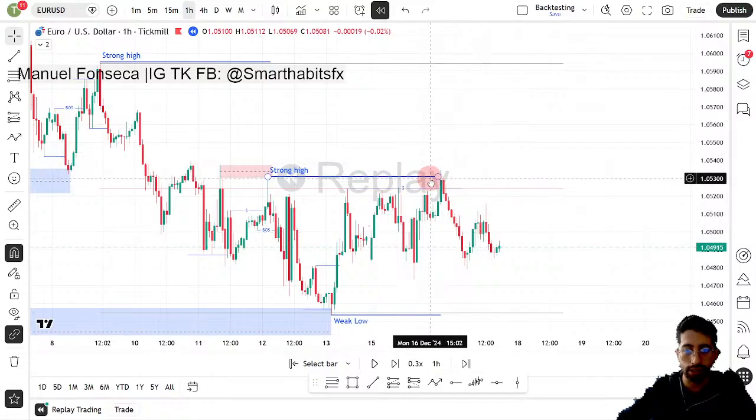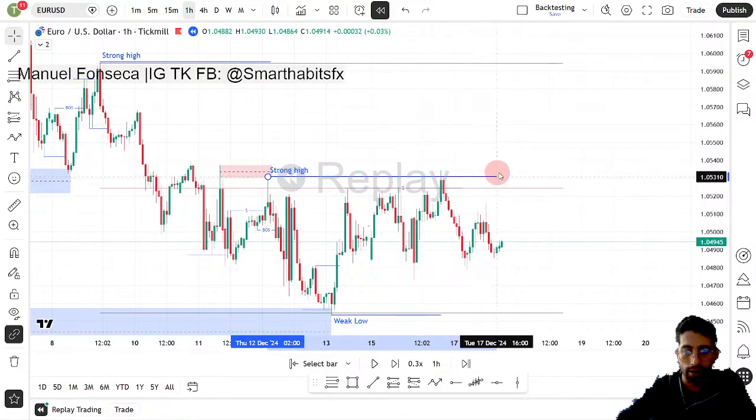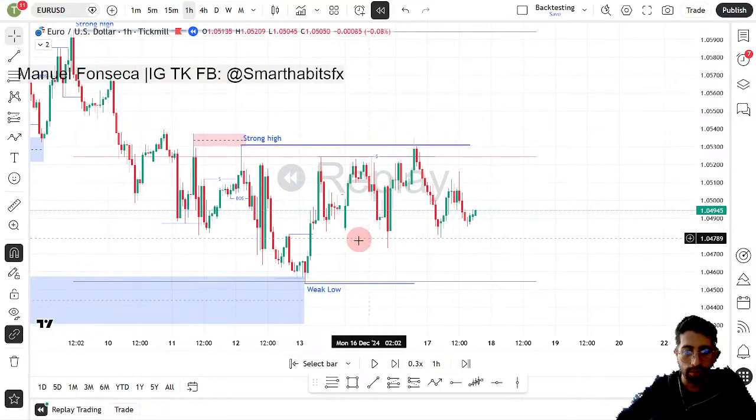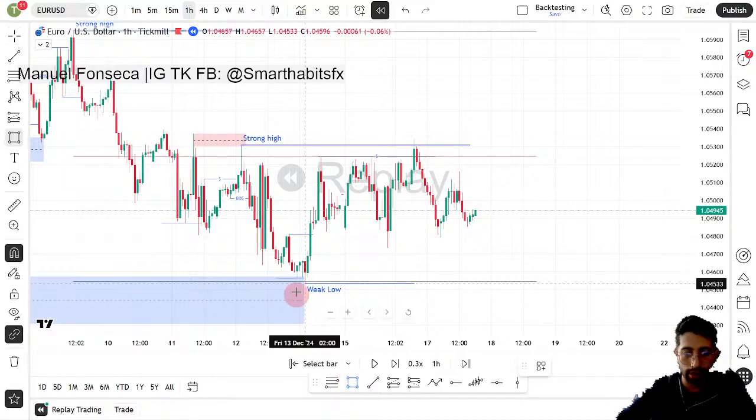More dramatic music. Still, we are bearish, right? No market shift, nothing like that. We're still bearish. Look at the next. If you see here, here it is an order block.